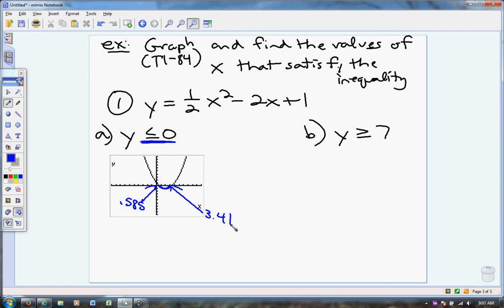So if I want to answer this question, it asked for the values of x that satisfy the inequality. So it's when the x's are in between these two values. So my answer would be when x is greater than or equal to 0.585, but less than or equal to 3.41. And that would be the answer to part A.